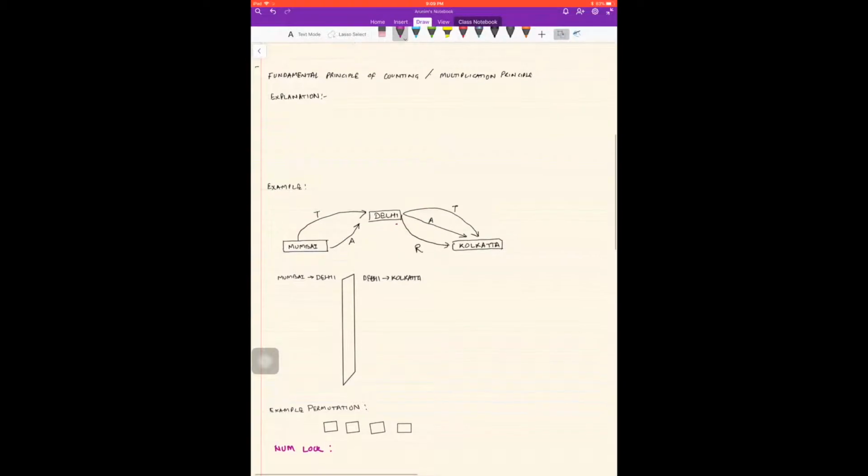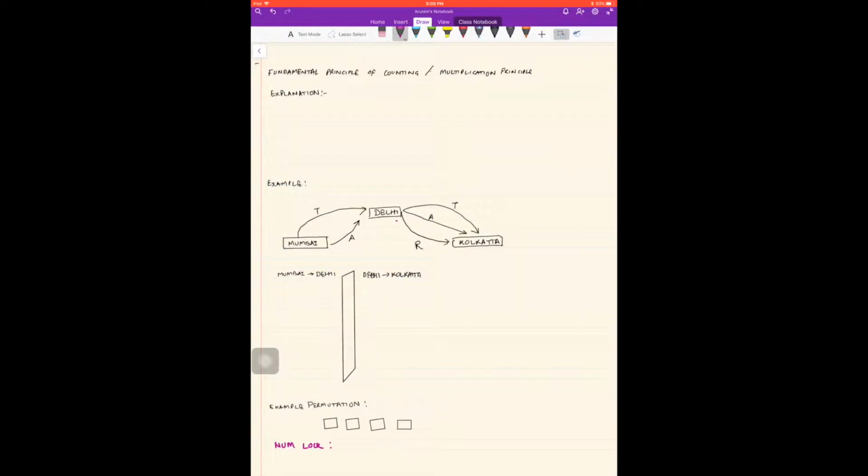Next, we'll learn the fundamental principle of counting, also known as the multiplication principle. It's very simple. At first go, it may seem a bit complex, but it's not at all complex. You will find it very intuitive, as we'll see in the example which follows this definition, and we'll come back to this definition once we go through the example.